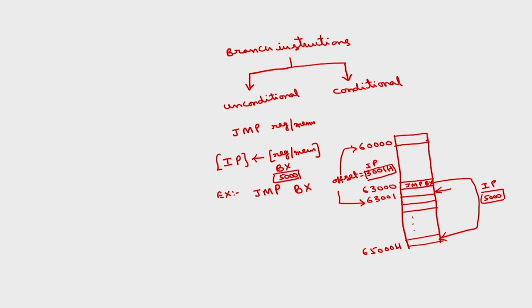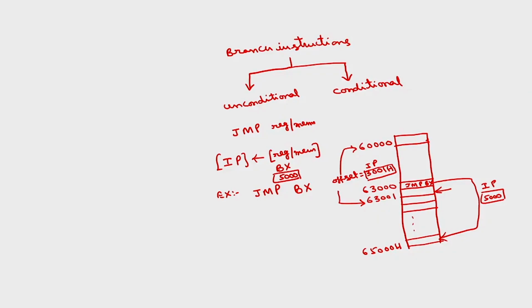And there are some conditional jumps. So it will first check some condition. If the condition is satisfied, then only it will jump, otherwise it will simply neglect that jump instruction and go to the next instruction. We have different conditional instructions, which we will discuss in the next lecture.